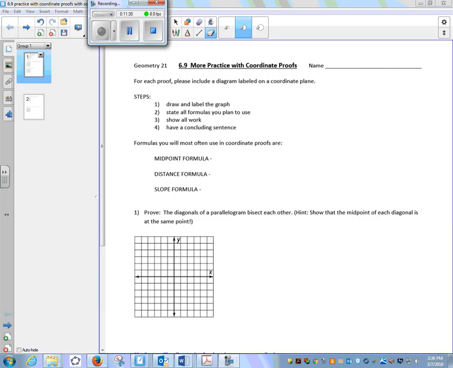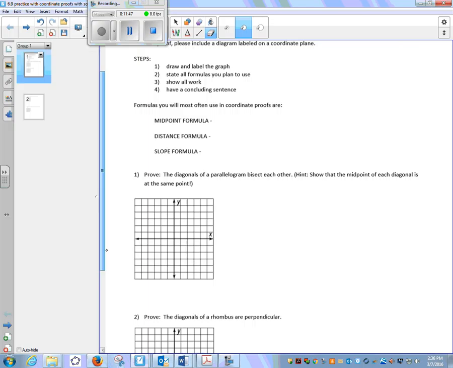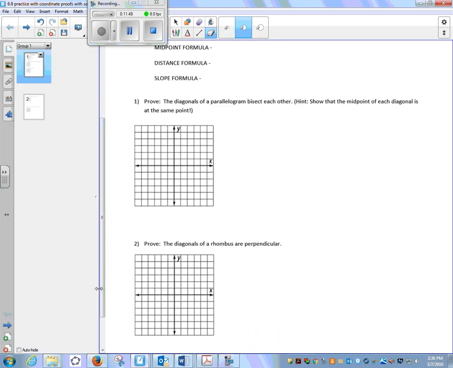Okay, so this worksheet is a good practice actually writing your own coordinate proofs, which is what you're going to need to do when it comes to part 2 of the test. Okay, so I know you know the midpoint formula, distance formula, but here we go. This says prove the diagonals of a parallelogram bisect each other. That's it.